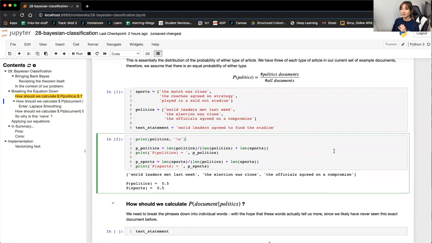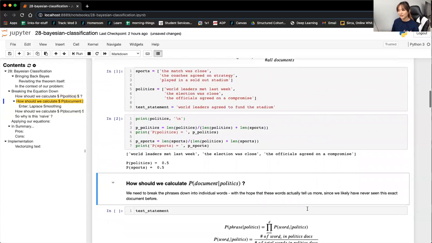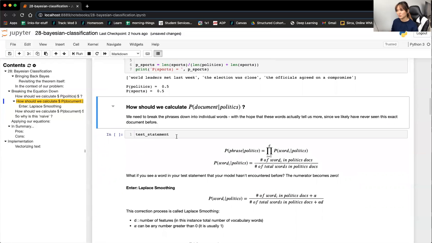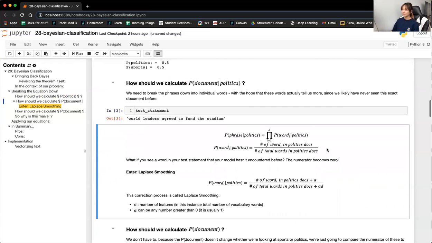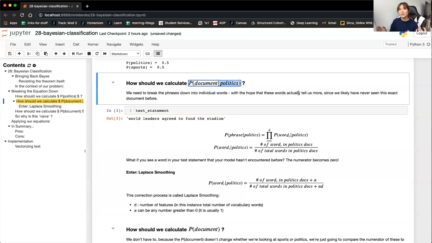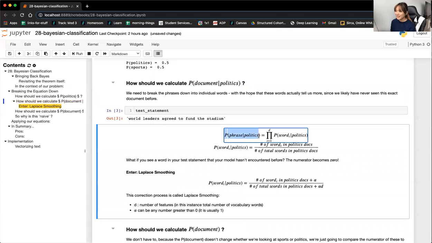Next, how should we calculate the probability of a document given that it is politics? To do that, first we have to break the phrases down into individual words. Here's our test statement. Let's take a look at this again. The probability of a document given that it's politics has to be broken down into its words. Here you can see the probability of a phrase given politics is going to be the product of each word occurring given that it's politics.